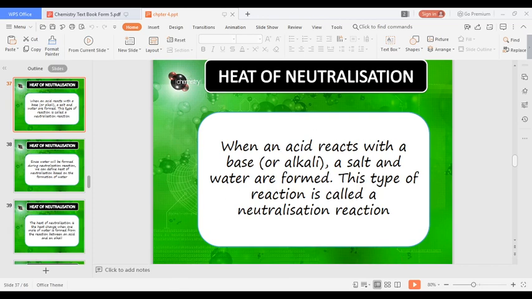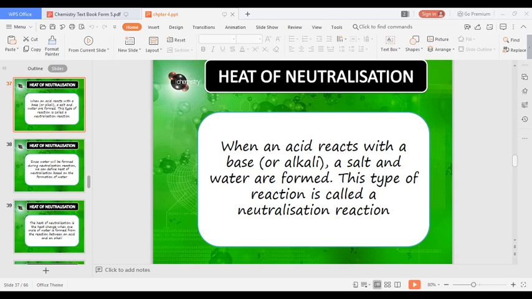So when an acid reacts with the base or alkali, a salt and water are formed. This type of reaction is called neutralization reaction. Masih lagi ingat tak what is the meaning of acid and alkali? Acid is a chemical substance that produces hydrogen ions when dissolved in water. But alkali is a chemical substance that, when dissolved in water, produces hydroxide ions.